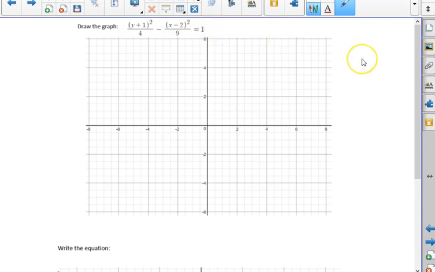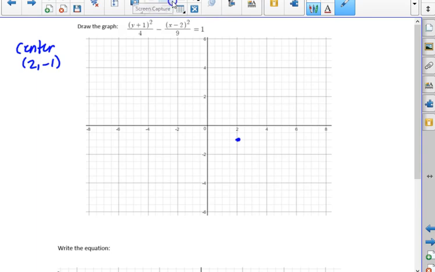The first thing we're going to do is locate the center. Now I want you to be really careful because it's a y squared minus an x squared, so we have to look here for the x coordinate and over here for the y coordinate. So the x coordinate is going to be 2 and the y coordinate -1. So (2, -1) is the center, so I'm going to plot that point.